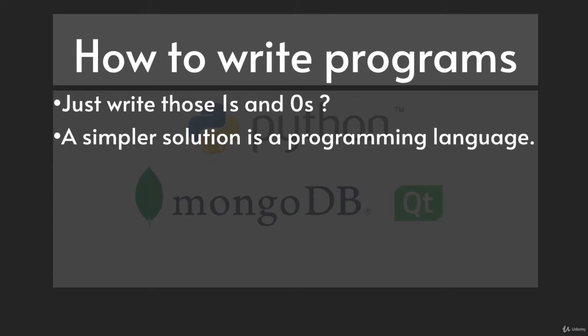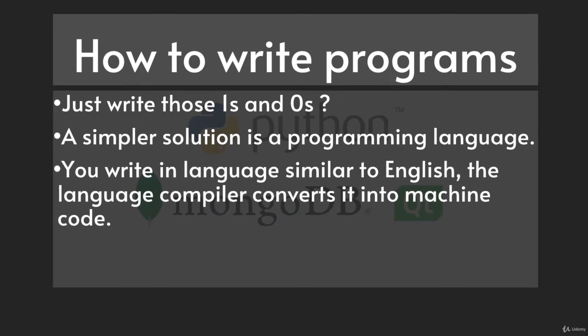A simpler solution is a programming language. You write it in a language that is much simpler, similar to the English language. The compiler converts it into machine code and the program gets executed. The machine code is just a level of abstraction.